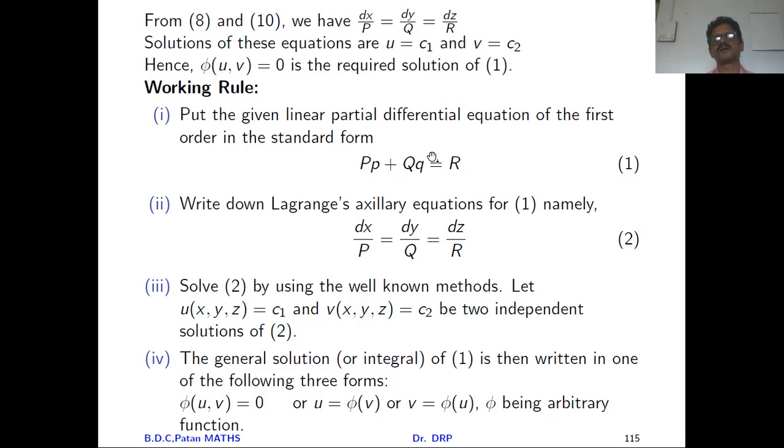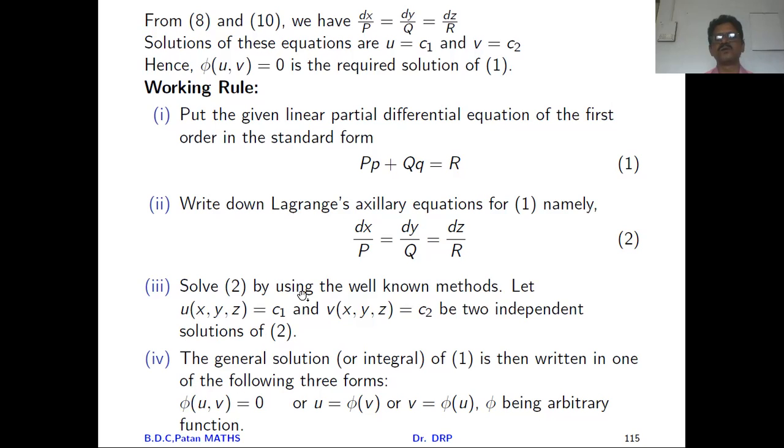First, consider the given equation in standard form Pp plus Qq equal to R, where capital P, Q, and R are functions of small x, y, z. Then you write Lagrange's auxiliary equations as dx upon P equal to dy upon Q equal to dz upon R. And we have already solved this type of equations under the topic simultaneous differential equations. So the same method we will apply here.